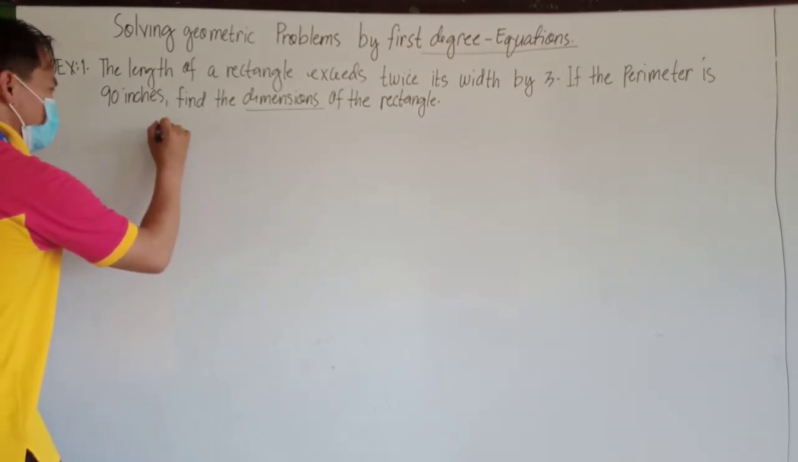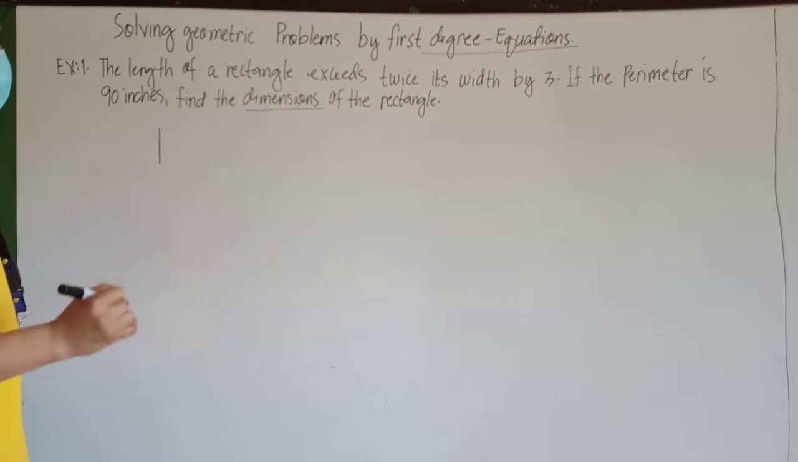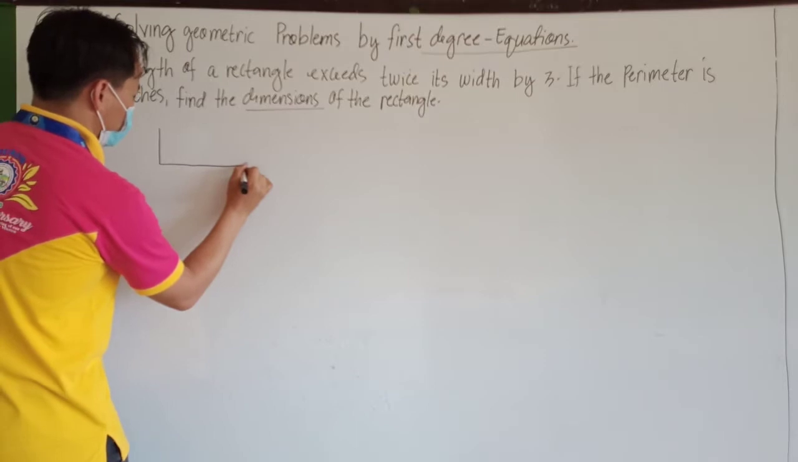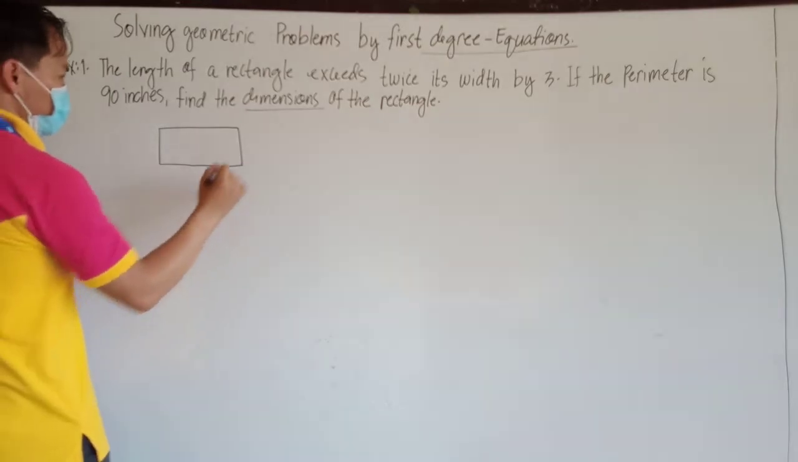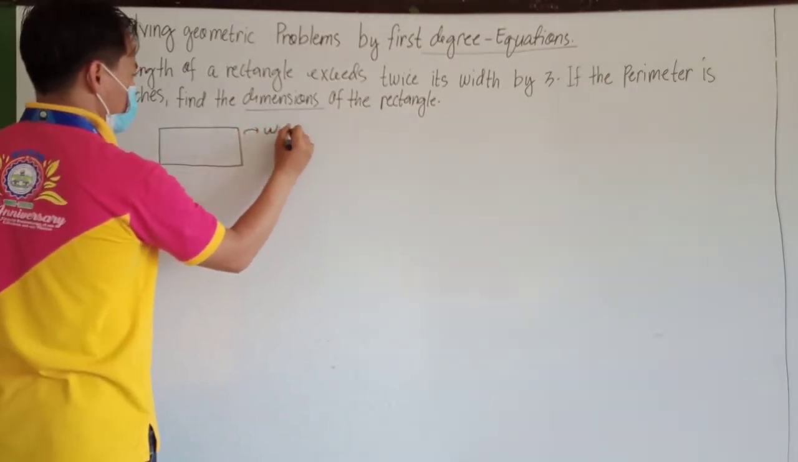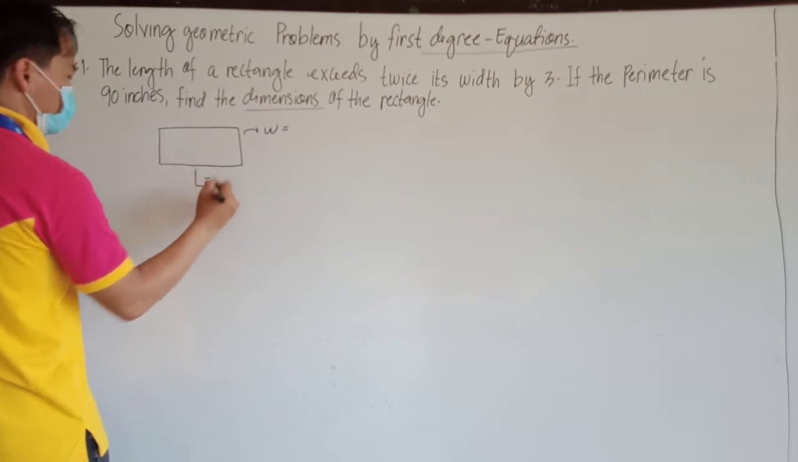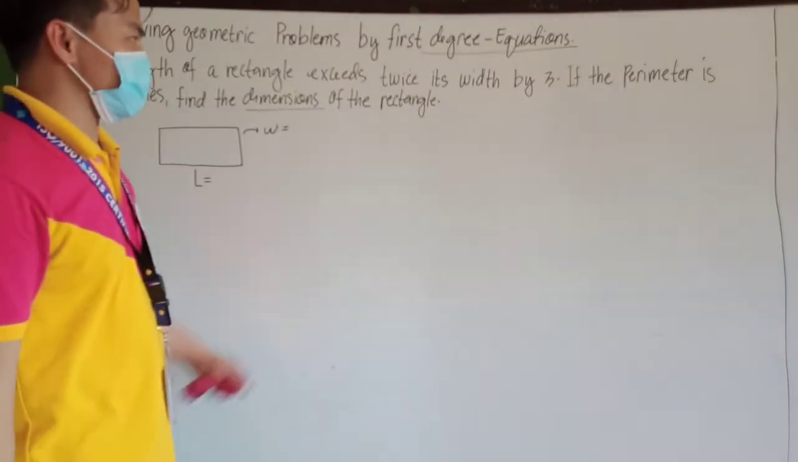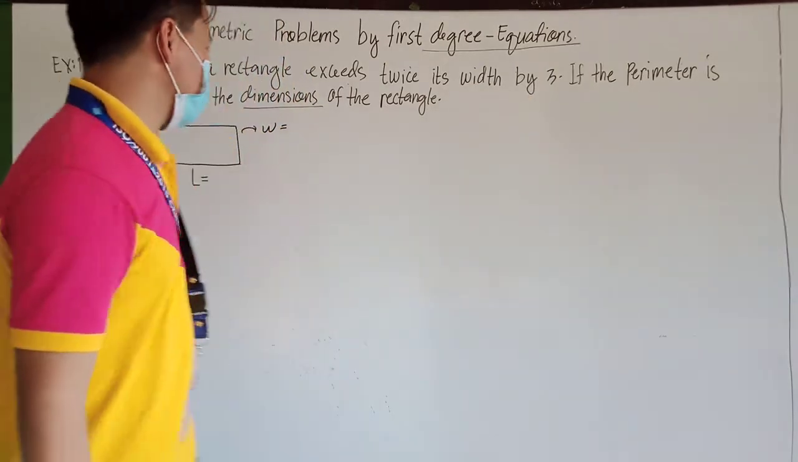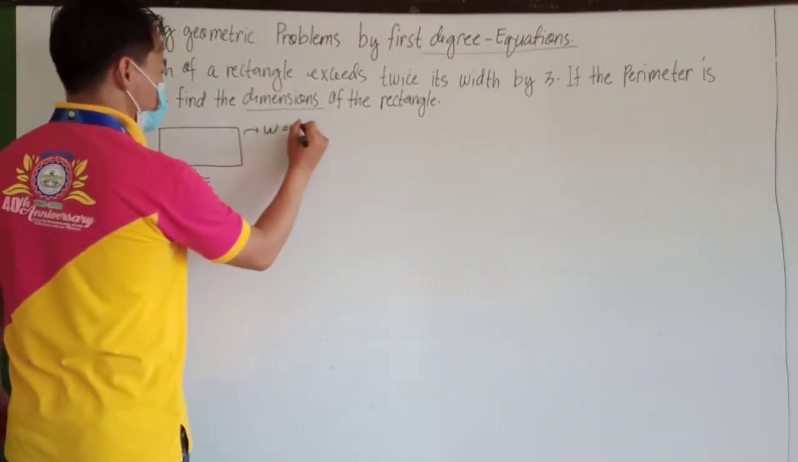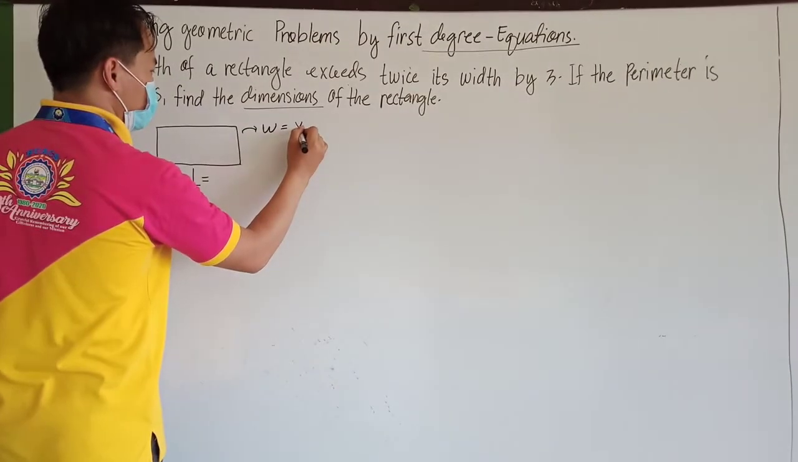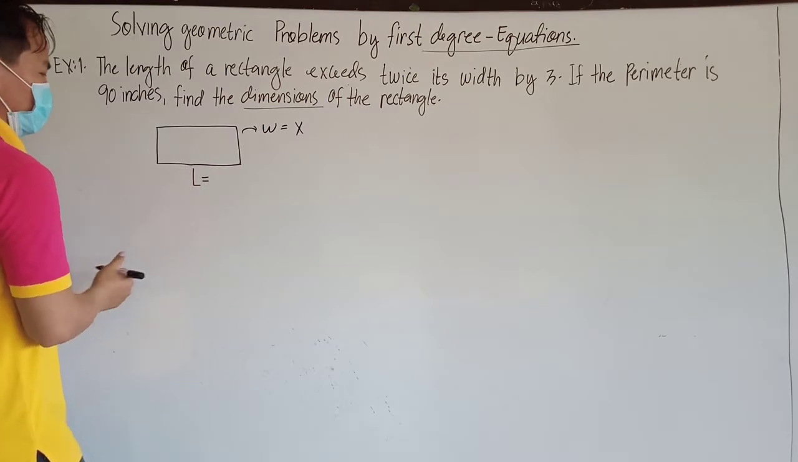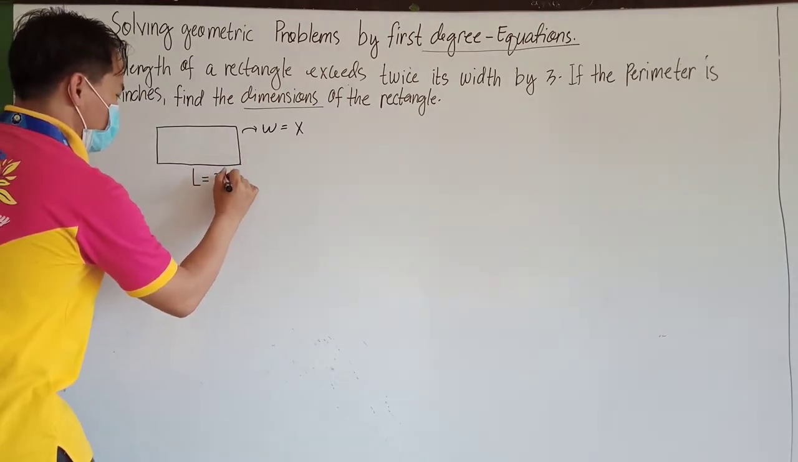Accordingly, the length of the rectangle is twice its width by 3. So this is the rectangle. This is what we call the width, and this is now the length. Accordingly, the length is twice its width by 3. Of course, we can represent the width as x because we don't know the measure of W, while the length is twice the width by 3.